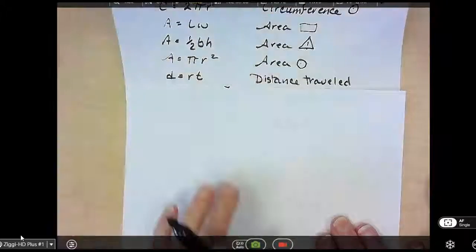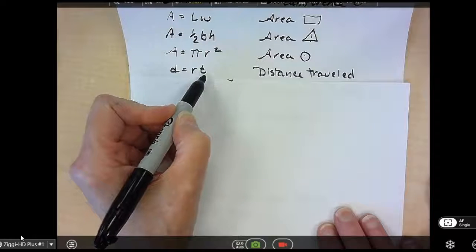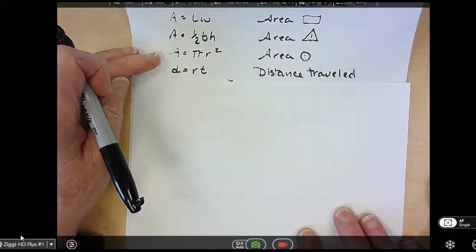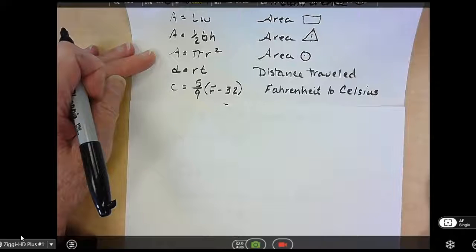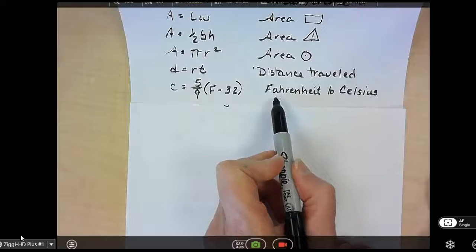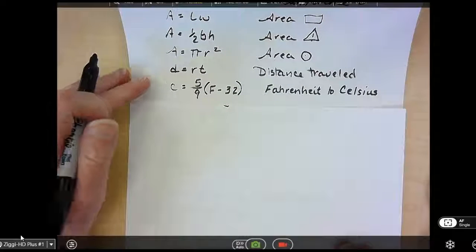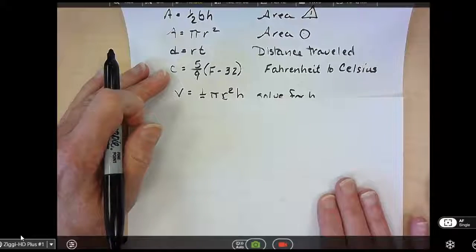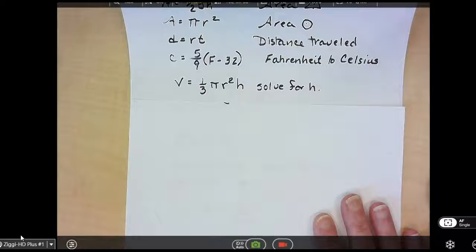D equals r times t. That's your distance traveled. Distance equals rate times time. R stands for rate, t for time. Should be the only one of those you don't know, the variables. C equals 5/9 (F minus 32). That's converting Fahrenheit, which is your F, to Celsius C. So what they'll do is give you an equation, a formula, and you have to solve for a variable.